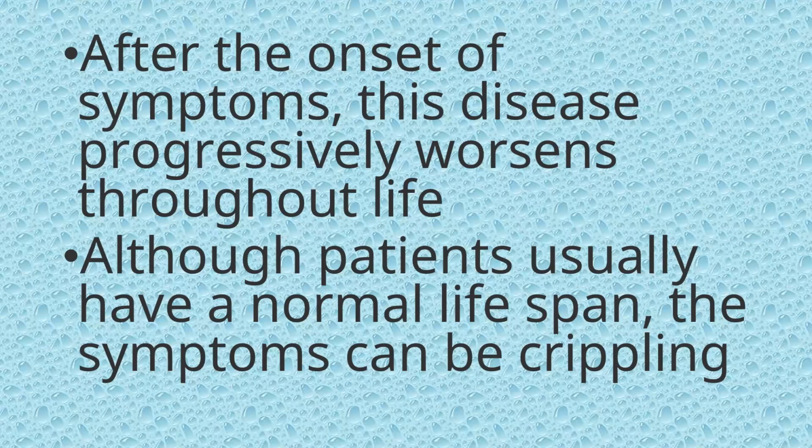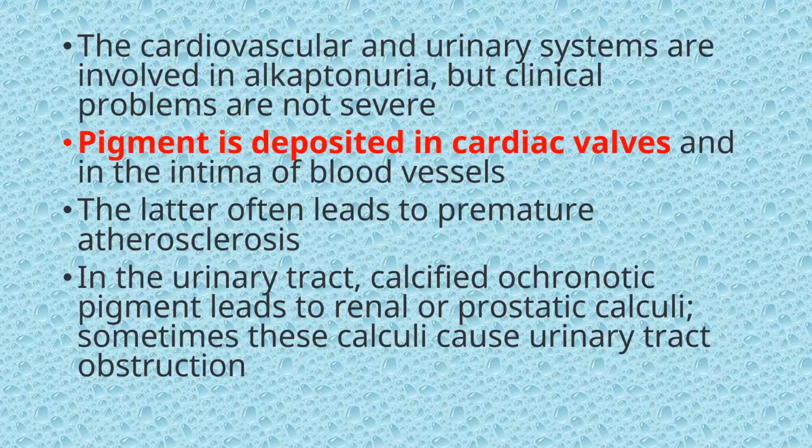The cardiovascular and urinary systems are involved in alkaptonuria, but clinically the problems are not severe. The pigment is deposited in the cardiac valves and in the intima of blood vessels. The latter often leads to premature atherosclerosis. In the urinary tract, calcified ochronotic pigment leads to renal or prostatic calculi. Sometimes these calculi cause urinary tract obstruction.